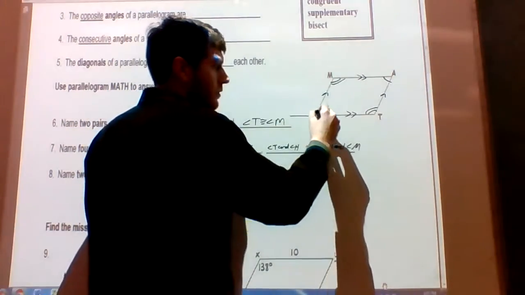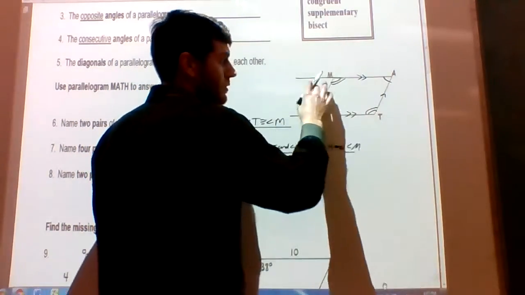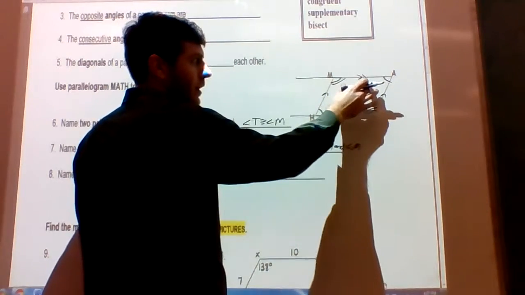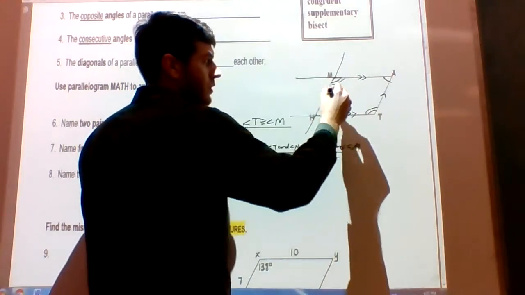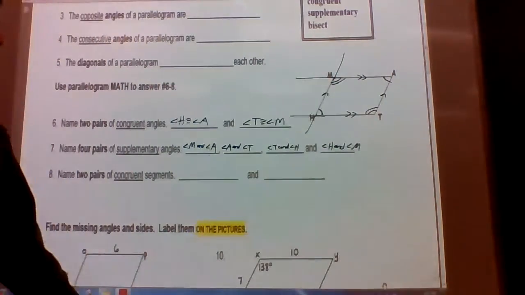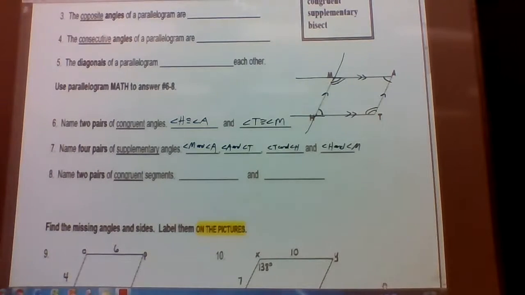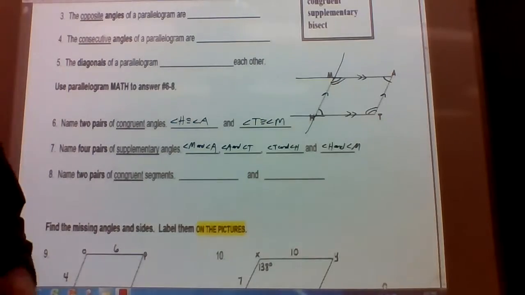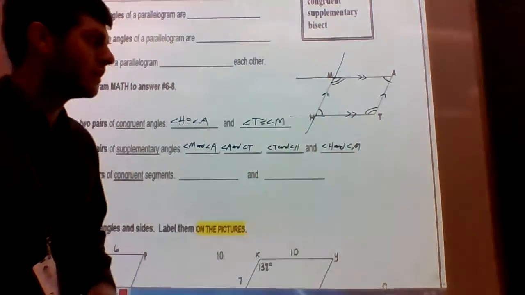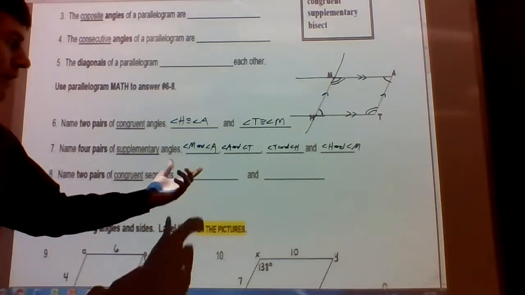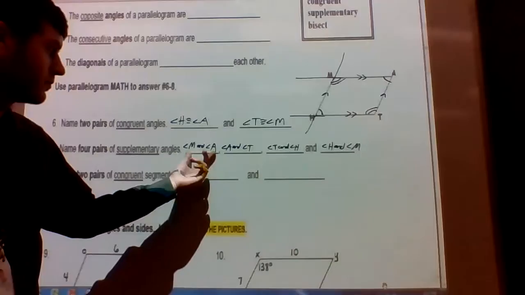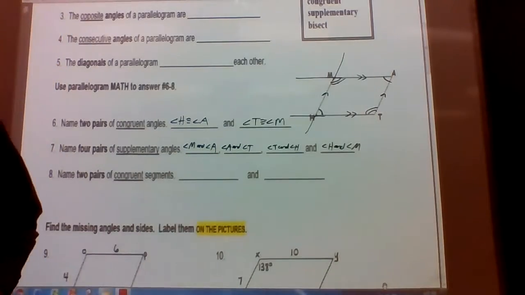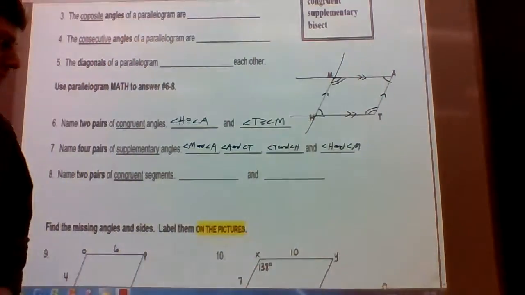So this is one set of parallel lines, line MA and line HT. Here's our transversal. So we notice these two angles, angle MHT and angle HMA, are same side interior angles. And since the lines are parallel, we know those same side interior angles are going to be supplementary. And that's how we know and can prove that our consecutive angles are supplementary, because we could repeat the process over and over again.